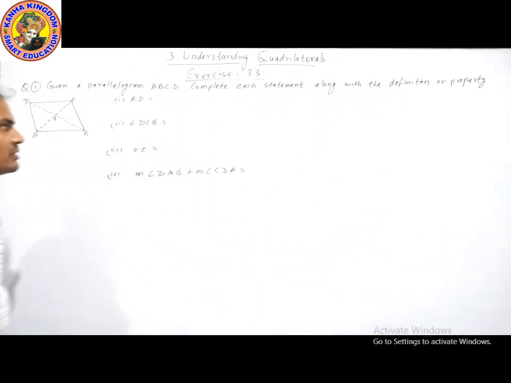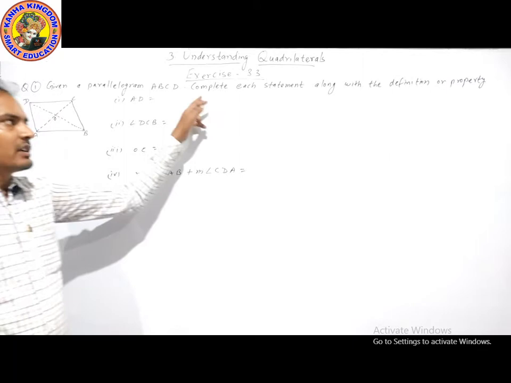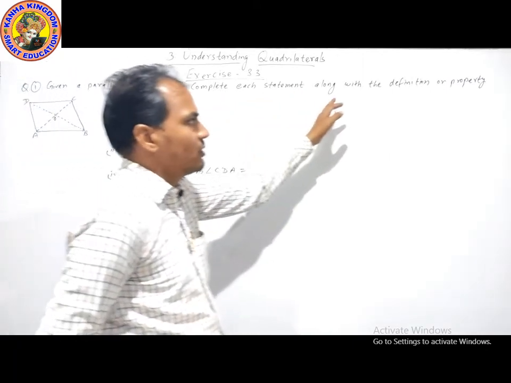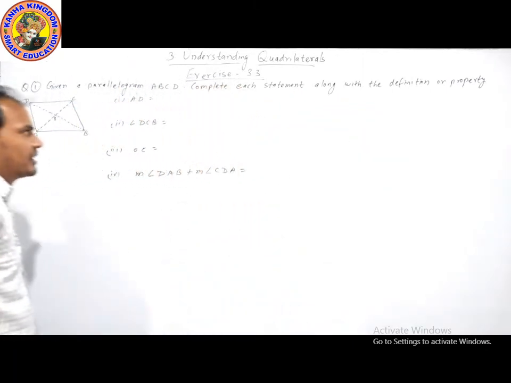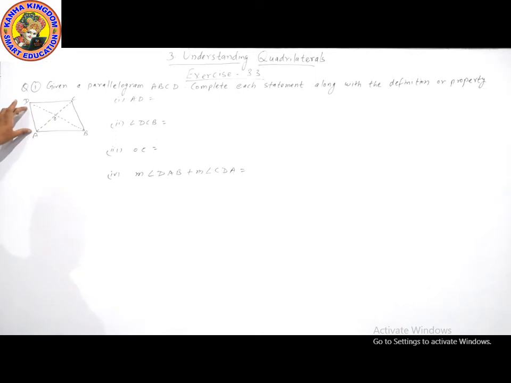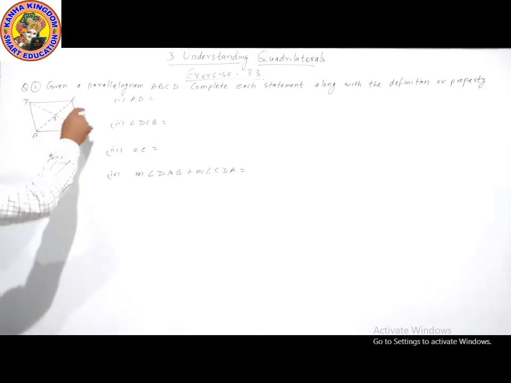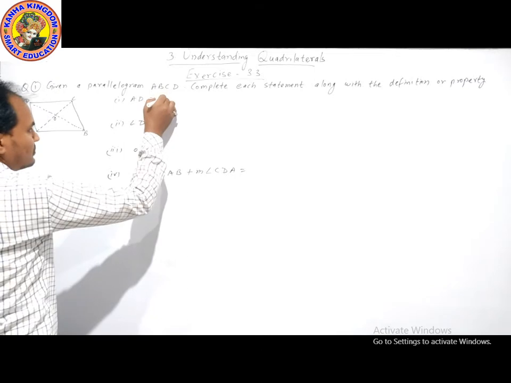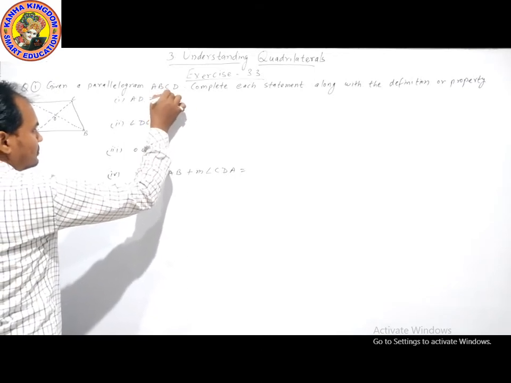Now in exercise 3.3, question number one. Given a parallelogram ABCD, the definition of a parallelogram is that opposite sides are parallel. Complete each statement along with the definition or property used. First, the side AD is equal to BC.